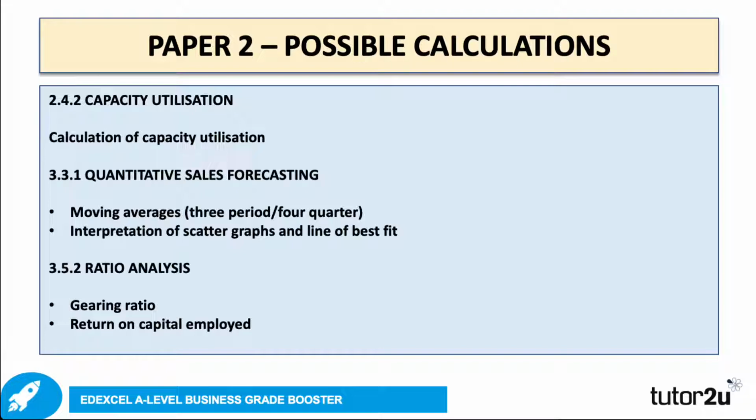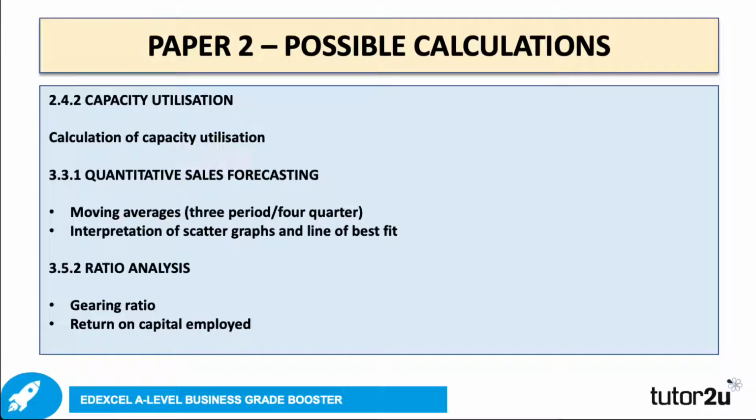Remember, Paper 1 has been and gone. On Paper 2 there are 4-mark questions, which could be 4-mark calculation questions or 4-mark explain questions. But you may also be asked to perform a calculation as part of a 10, 12, or 20-mark question, especially something around moving averages.